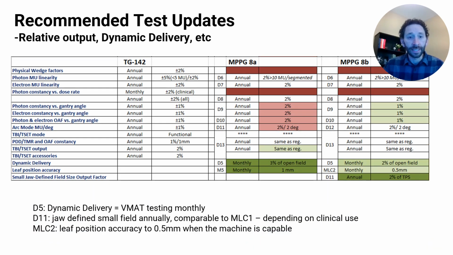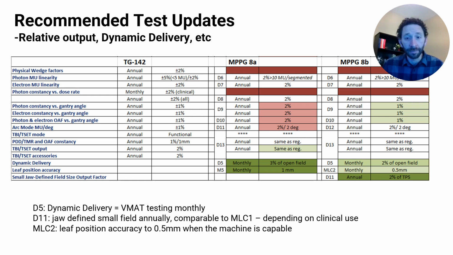More interesting are the relative output tests, where there was really a better emphasis put on some of these relative things. Outputs per cardinal gantry angle, linearity, constancy per gantry angle, with the relevance of VMAT in everyone's environments, ARC therapies, we want to make sure that those are appropriate. Also, I've called out these 3 tests down below. Dynamic delivery, this is basically VMAT testing monthly.